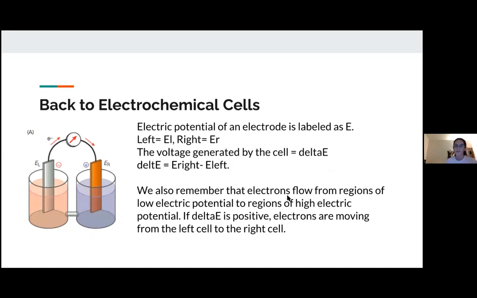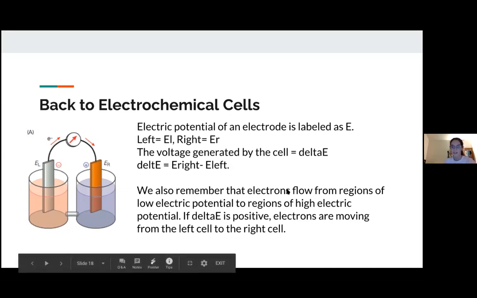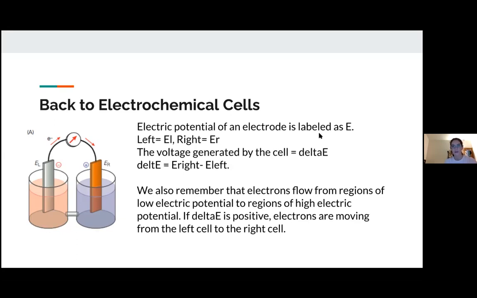And we also remember that electrons will flow from regions of low electric potential to regions of high electric potential. So if delta E is positive, that means that electrons are actually moving from the left cell to the right cell. This can get a little confusing because oftentimes when we're talking about stuff like this, things will move from a region of high potential to low potential, but because electrons are negative, it's the opposite way.